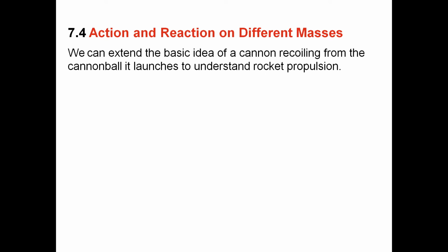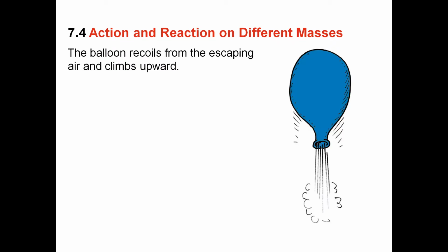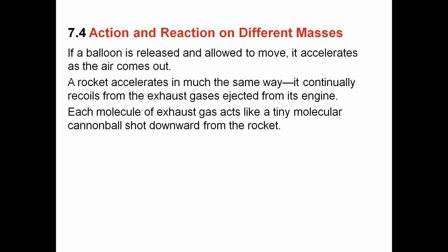We can extend the basic idea of a cannon recoiling from the cannonball it launches to understand rocket propulsion. The balloon recoils from the escaping air and climbs upward. If a balloon is released and allowed to move, it accelerates as the air comes out. A rocket accelerates in much the same way. It continually recoils from the exhaust gases ejected from its engines. Each molecule of exhaust gas acts like a tiny molecular cannonball shot downward from the rocket.